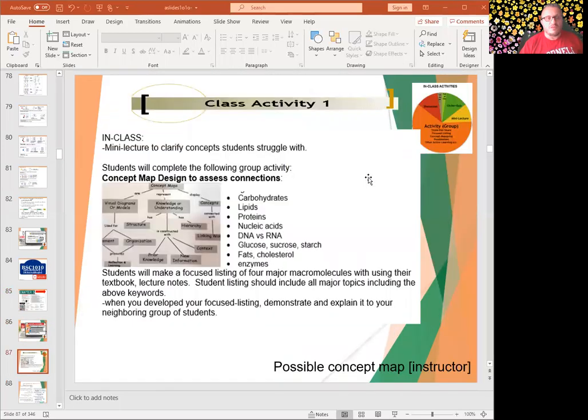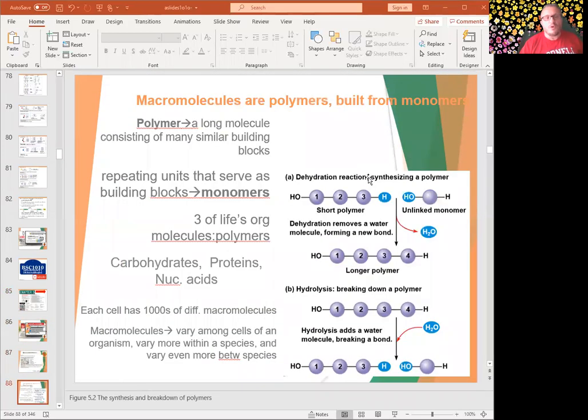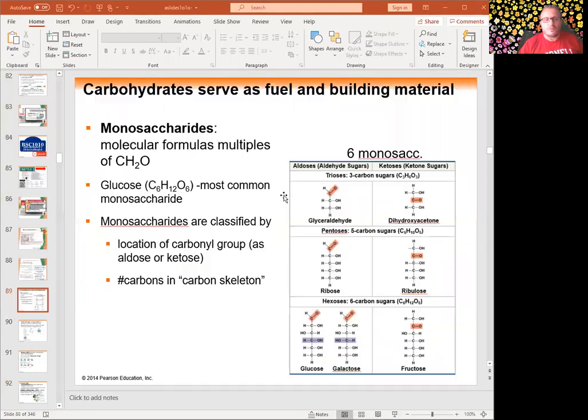So we start with the carbohydrates. But first, let's take a look at monomers versus polymers. As you see here in this figure, polymers are made of repeating units of building blocks called monomers, and there are two processes. Dehydration reaction is the synthesizing of a polymer, and hydrolysis is breaking down the polymer into monomers.